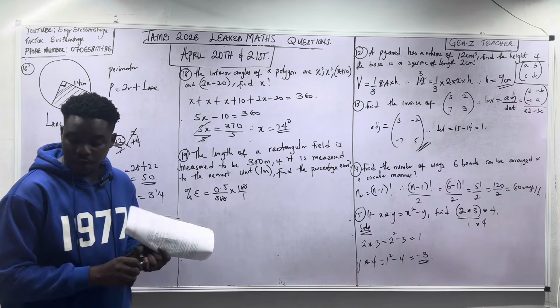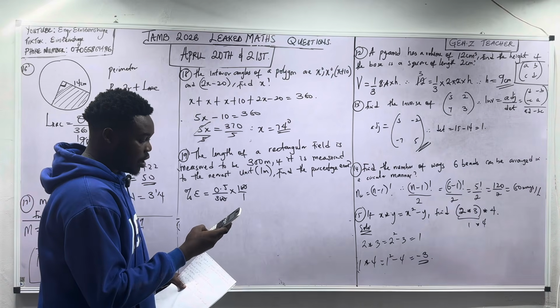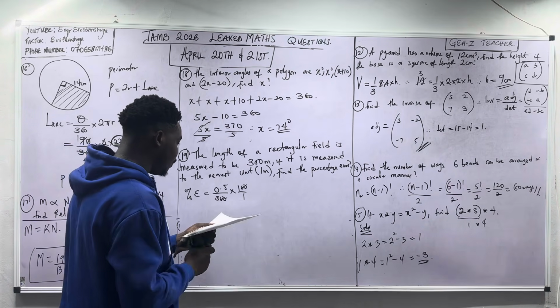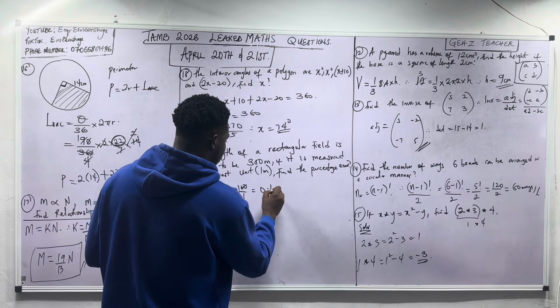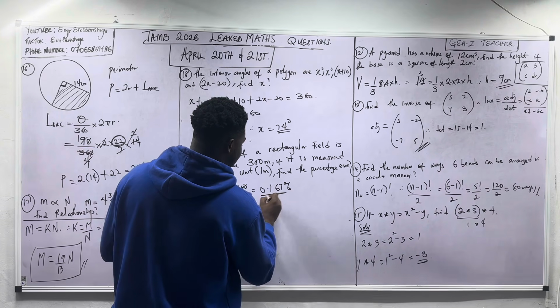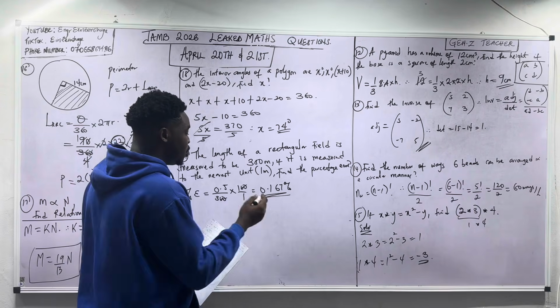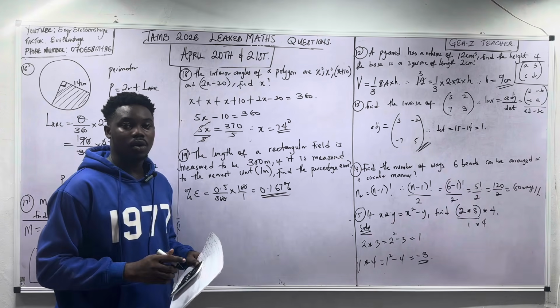So we have 0.5 divided by 3. Let's see what that gives us. 0.5 divided by 3, and the answer should be 0.167 percent. So this is the answer to the question, and it should be option D in your exam.